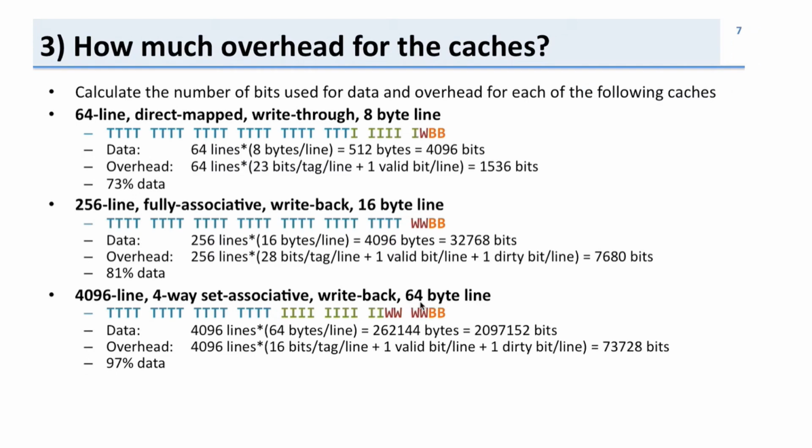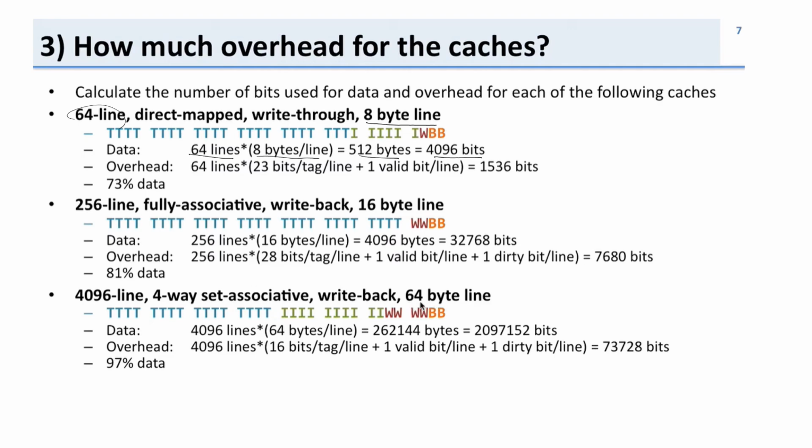Okay, so first the answers. So we see that for the 64-byte direct map write-through, 8-byte line, as we said earlier, there are 64 lines. So there are 64 lines, and 8 bytes per line. So 64 times 8 bytes is 512 bytes in all, and 4096 bits is the total data.